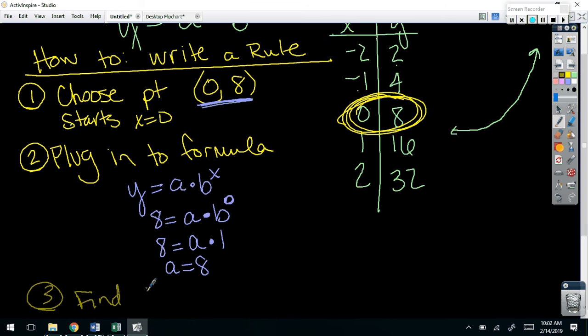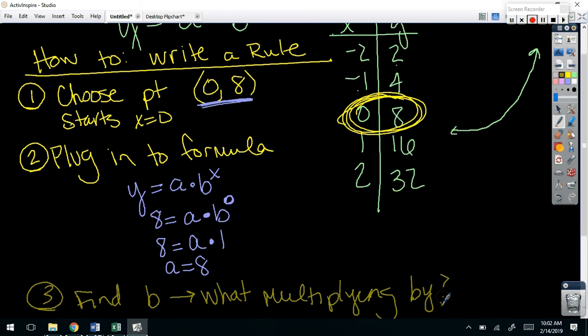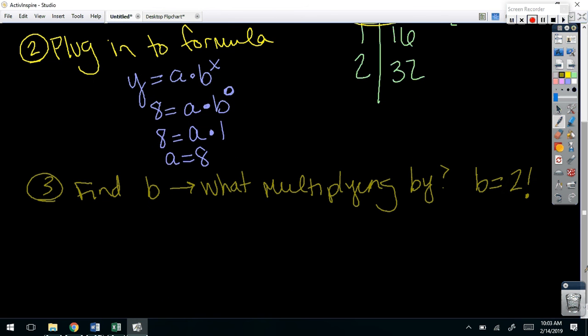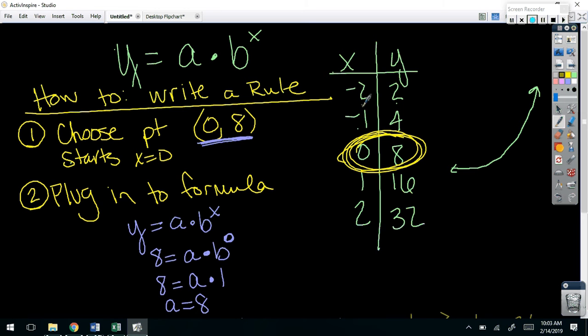Next thing you're going to do is find b. To find b, what are you multiplying by each time to get to the next one? 2, right? That's your b. To get from one to the other, and this is whenever it's going up by 1 on the left side, you told me that you timesed it by 2. That 2 that you timesed it by is your b. Whatever you timesed it by each time, that's your b. So then we just have to put everything together and write the equation.